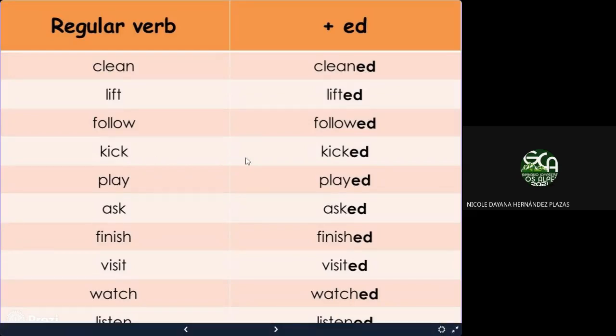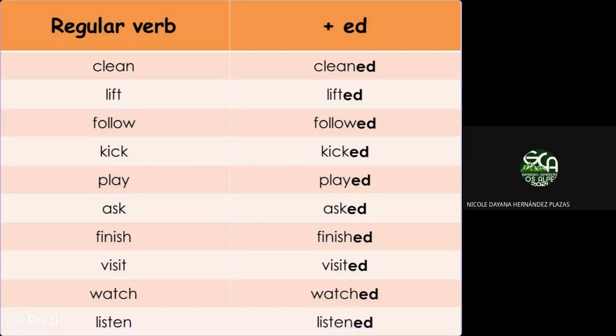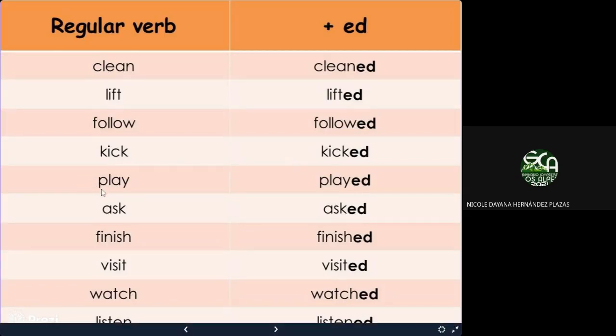They are talking. So patear. Kicked. In this case, it would find like T at the end. Kicked. What is the meaning of play? This is super easy. Jugar. So played.